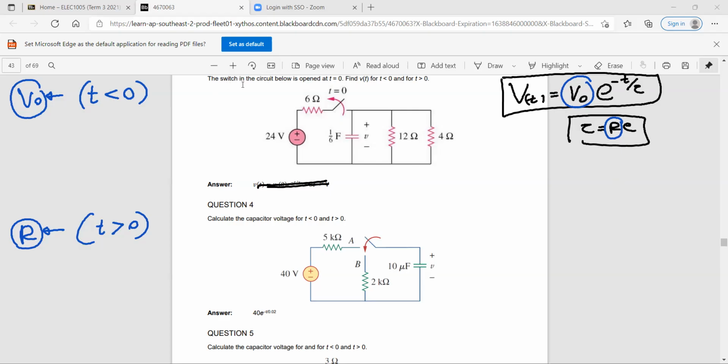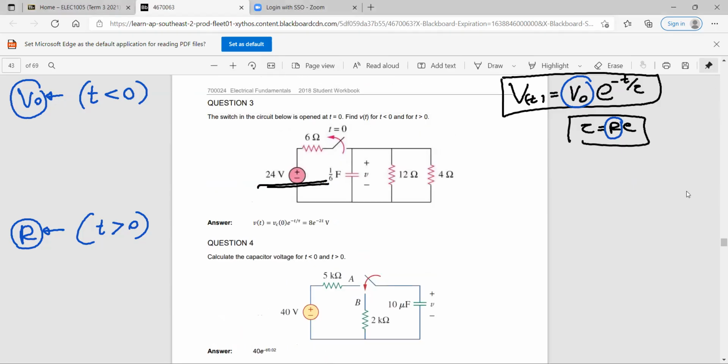They are saying the switch in the circuit below is open at t is equals to 0. So when the t is less than 0, is the switch closed or open? What do you think? Closed. So you have to draw the right circuit. So when the t is less than 0, switch closed. And when the t is more than 0, switch open.